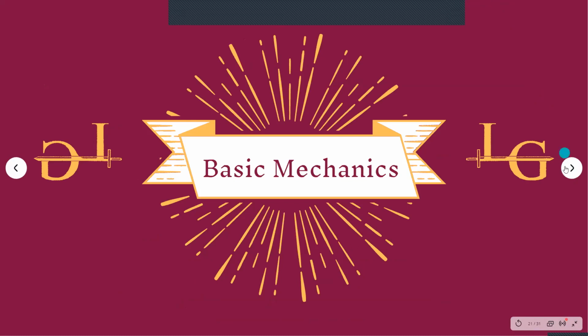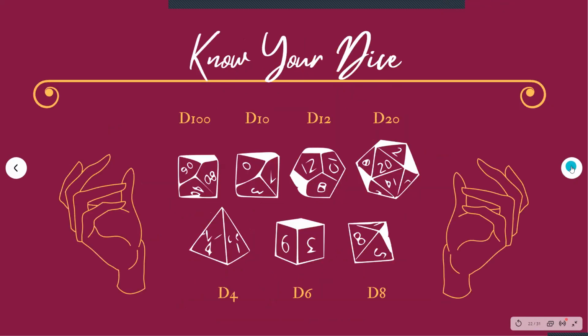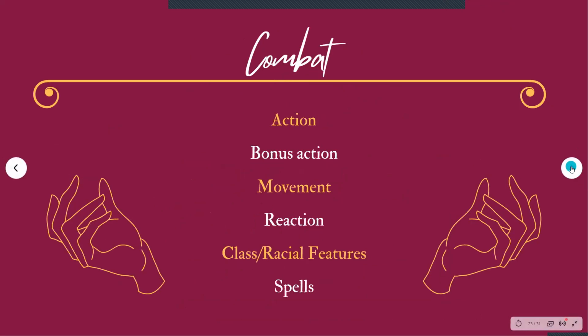So moving onwards to basic mechanics. First off, know your dice. So know what a D100, a D10, a D12, a D20, a D4, a D6, and a D8 look like, and kind of where to apply each in a situation. Because when somebody says a D12, no, it's the 12-sided dice. That looks kind of weird, you know.